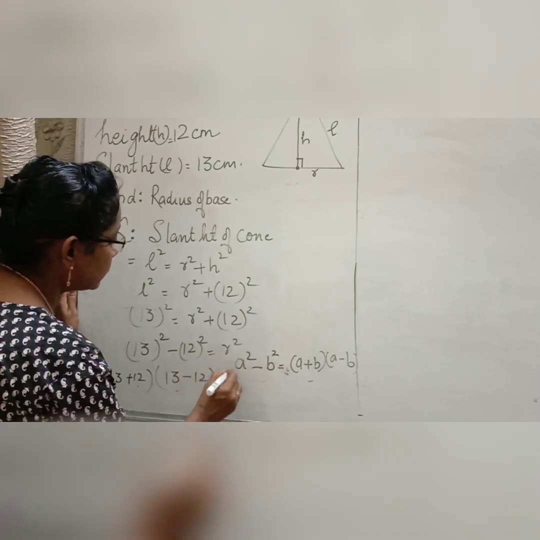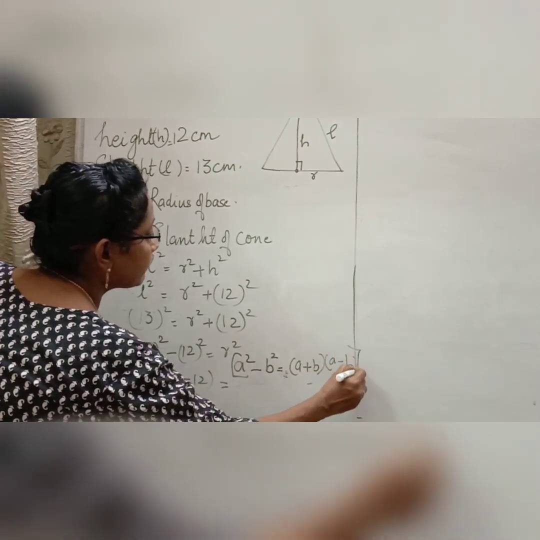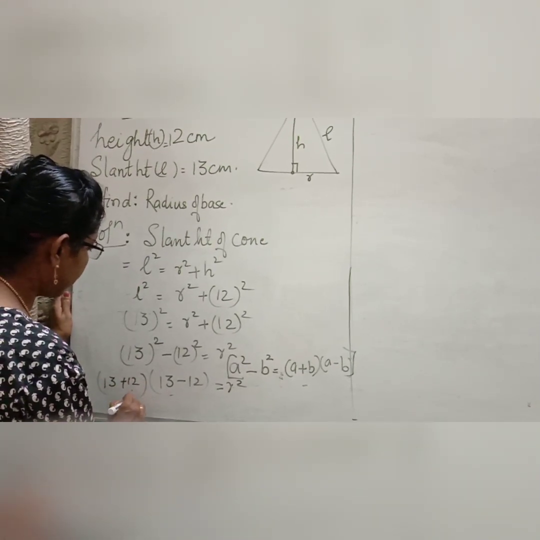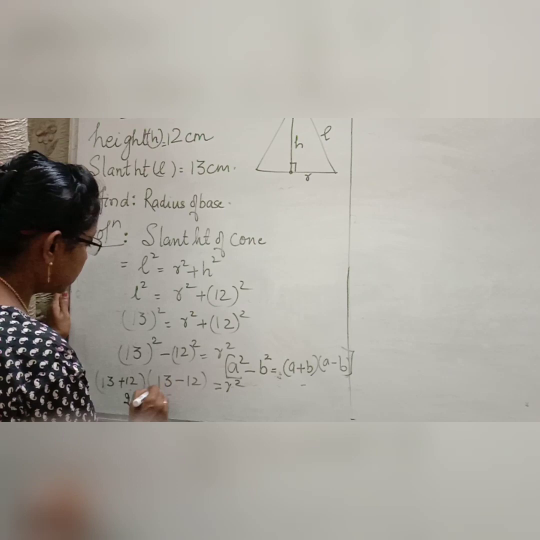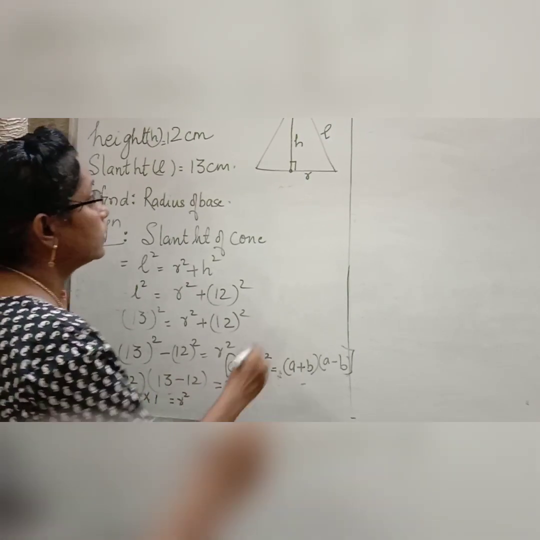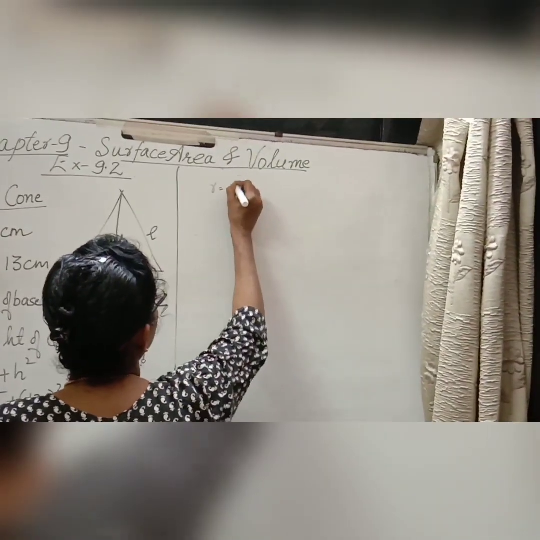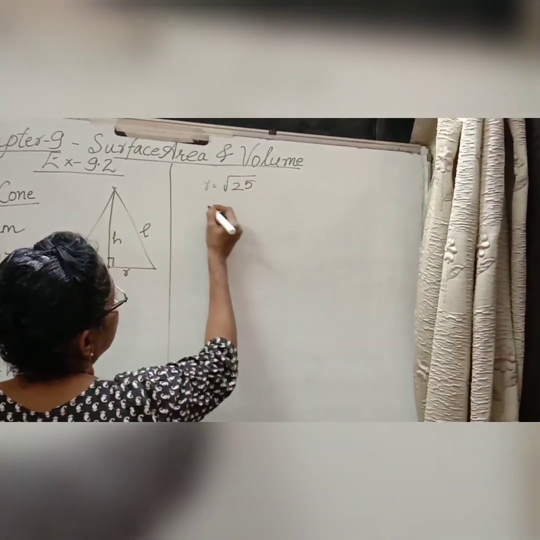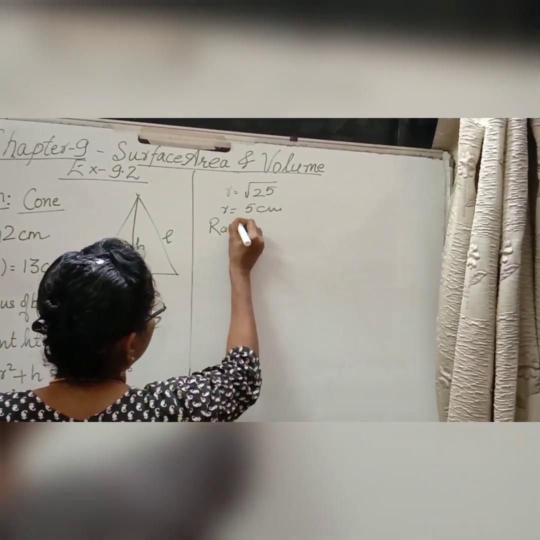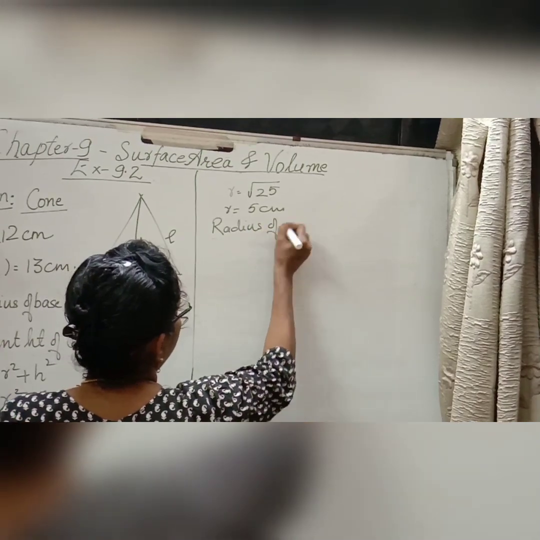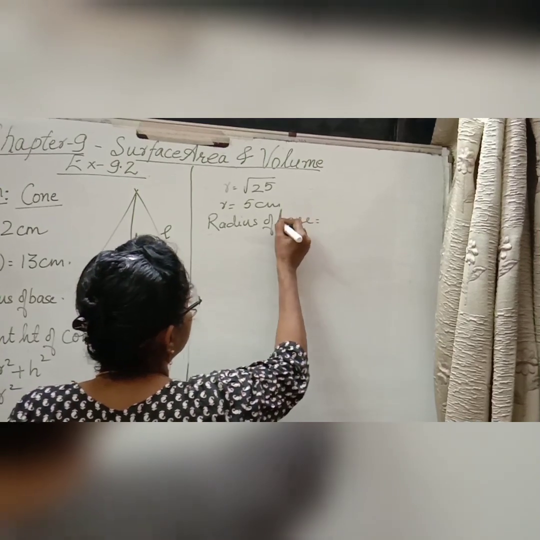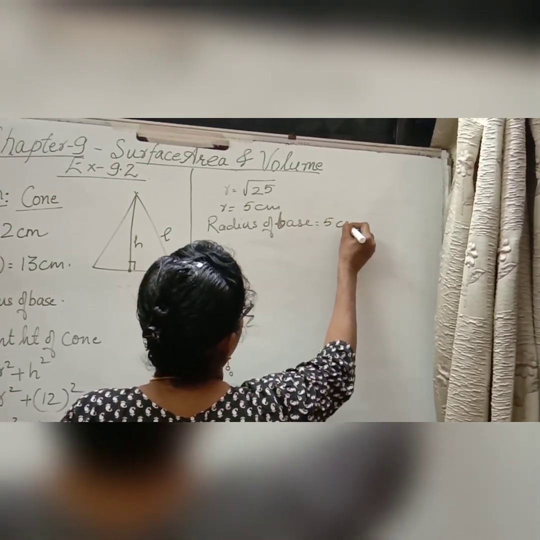So that is equal to R square. So 13 plus 12 is 25 into 13 minus 12 is 1 is equal to R square. So here R is equal to root over 25. R is equal to 5 centimeter. So radius of base is equal to 5 centimeter.